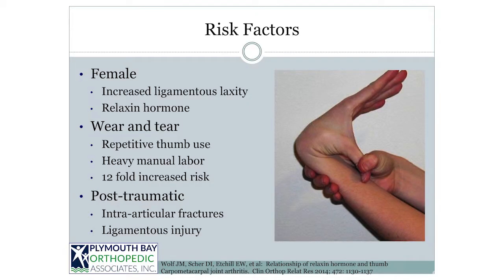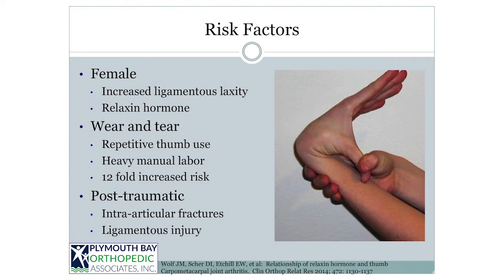Risk factors for developing arthritis in this area: first is female. A lot of it is related to increased ligamentous laxity. Jennifer Wolf at UConn was looking at the relaxin hormone and found that women who had arthritis also had higher levels of this relaxin hormone.